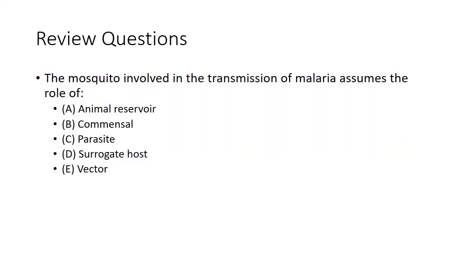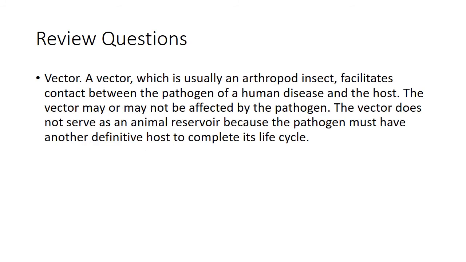Okay, so looking at the mosquito involved in transmission of malaria, it assumes a role of what? Is this an animal reservoir? Is this a commensal role? Is it a parasite, a surrogate host, or a vector? Vector, right? So we covered this in micro, correct? I imagine you guys covered that. Perfect. Good. So again, remember, we have the host, we have the vector, the mode of transmission. Remember all those features, and how any changes in those can change the actual occurrence of disease, occurrence of death. Good.